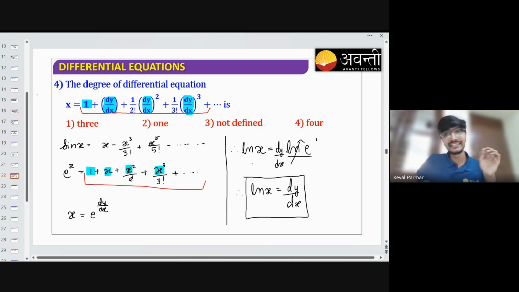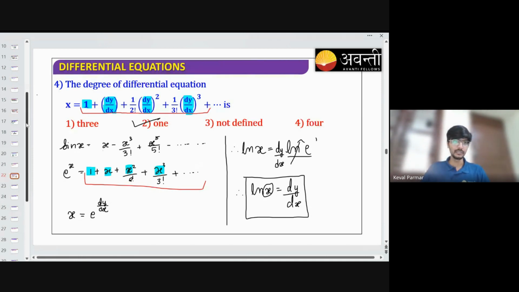Now, ln x, we have log, but there is no differential coefficient in log. There is no differential coefficient in log. So that means the order is 1 and the degree is also 1. So this is option 2. Please take care. Such sums are very popular in MCQs. Many times you will feel the degree is not defined, but it is defined. And here it is 1.